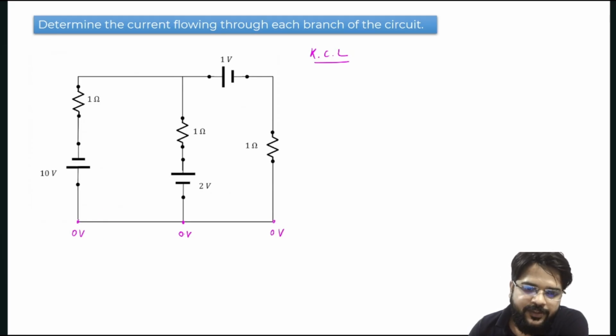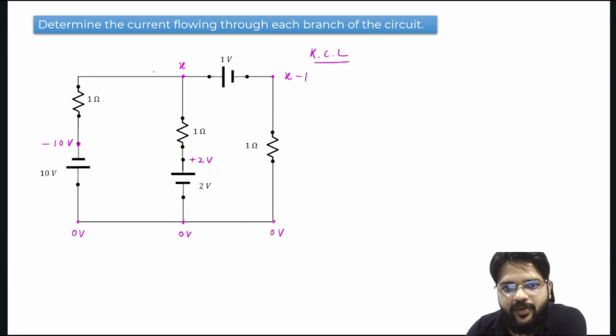Alright. So with respect to this point, what should be the potential at this point? At this point, we are going higher to lower, then definitely potential should decrease, so here should be minus 10 volt. And here if we have 0 volt, then how much is here? We are going from lower to higher, then here is plus 2 volt. Correct? We don't know how much potential is here, so assume the potential is X. And if I am assuming here is X, then this point should be X minus 1, because we are going higher to lower. So now we have potential at every point. Alright.